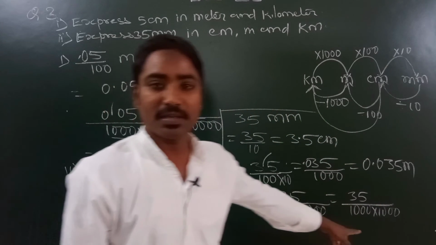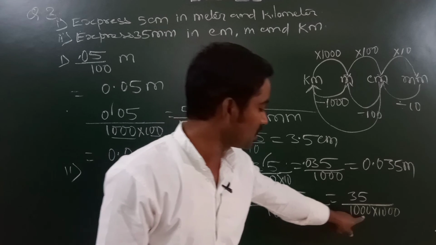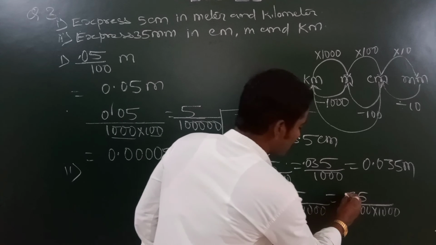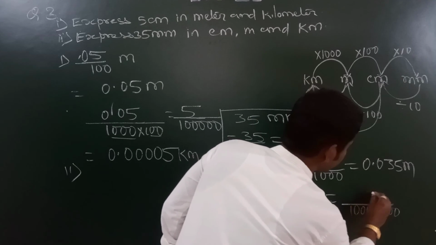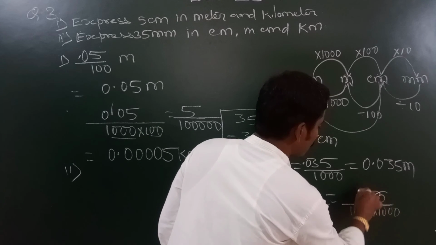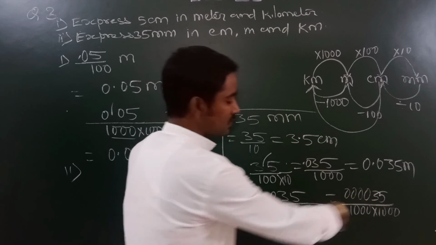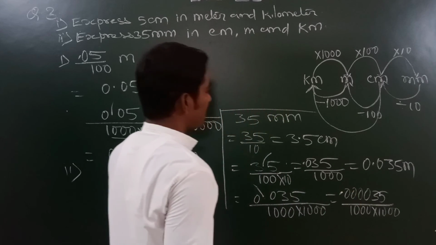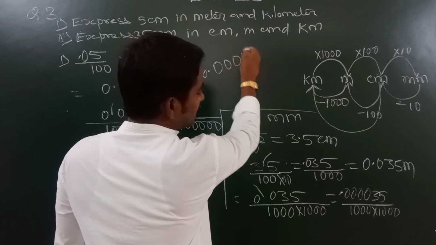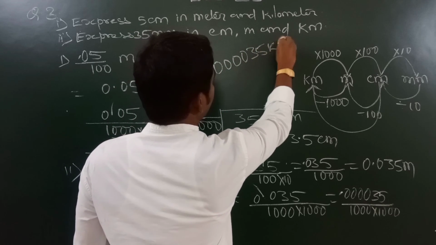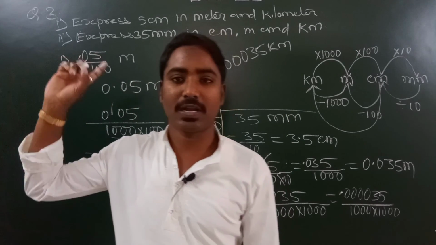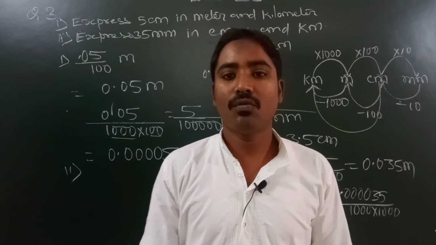Okay, now at the denominator how many zeros are we having? 3 and 3, 6. At the numerator we are having only 2 digits, so we will have to make it a 6 digit number by placing zeros, 1, 2, 3, 4. Okay, now it is a 6 digit number, and then place the decimal here. So finally you will get 0.00035 kilometer. Okay, so I hope you might have understood. This was your question number 3, students, and thank you for connecting with me.